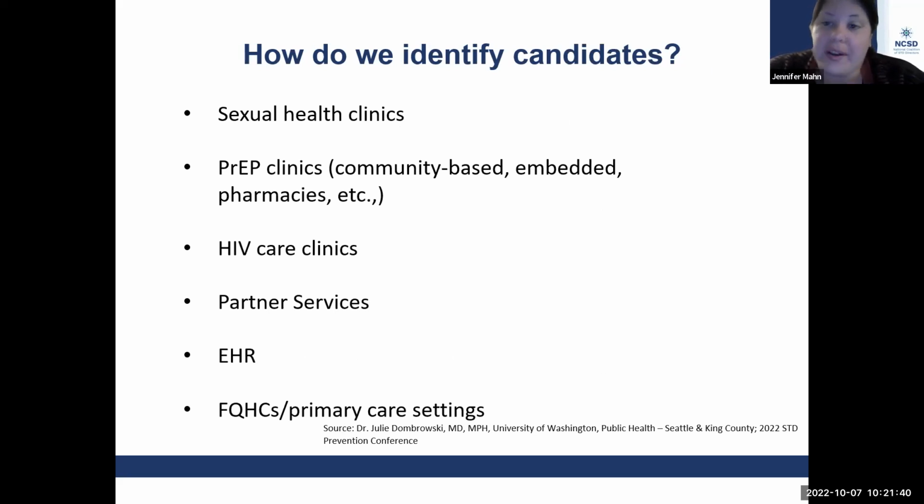There are a lot of different ways. Of course, at sexual health clinics, folks coming in to use services. PrEP clinics, there are a variety of different kinds and models: community-based PrEP clinics, ones embedded within sexual health clinics or other FQHCs or primary healthcare clinics, those at pharmacies, HIV care clinics, of course. We could utilize partner services and DIS, as this might be an option available to individuals. We can look at our electronic health records and try to identify people that way. Or we can even look at FQHCs in primary care settings, especially in medically underserved areas, and try to understand how to expand access to this service and other sexual health services such that they're part of a total wellness visit, right?